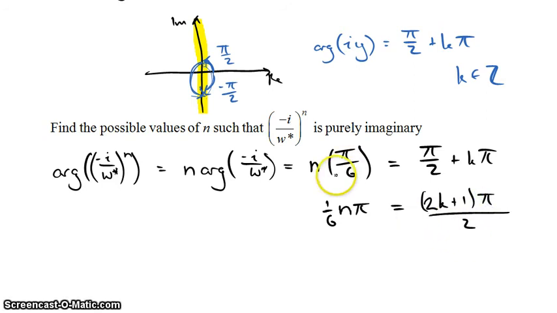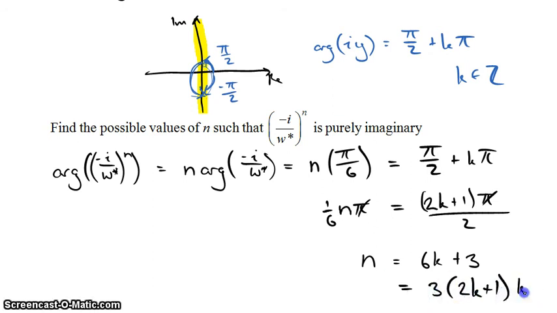And so again, we can simplify this so that the pi's cancel off. 6 comes over here, and we get n is equal to 6k plus 3, or in other words, 3 times 2k plus 1, where k is an integer. Yep, so this is our final answer. The possible values of n are the values where n is equal to 3 times 2k plus 1 for some integer k.